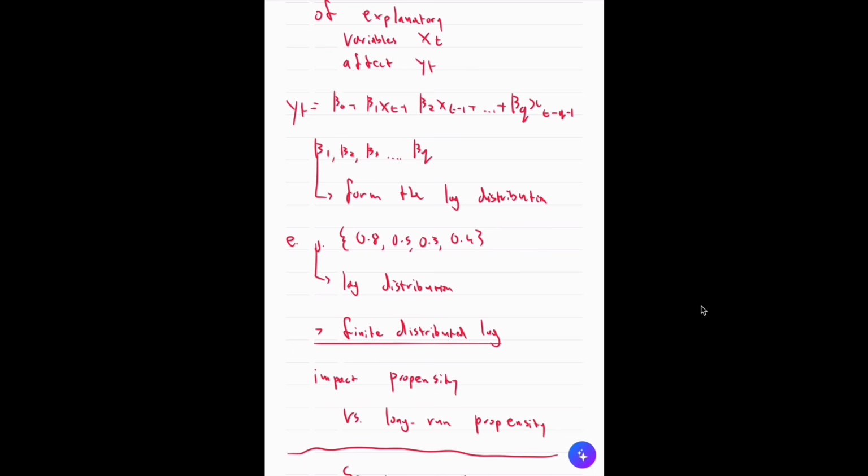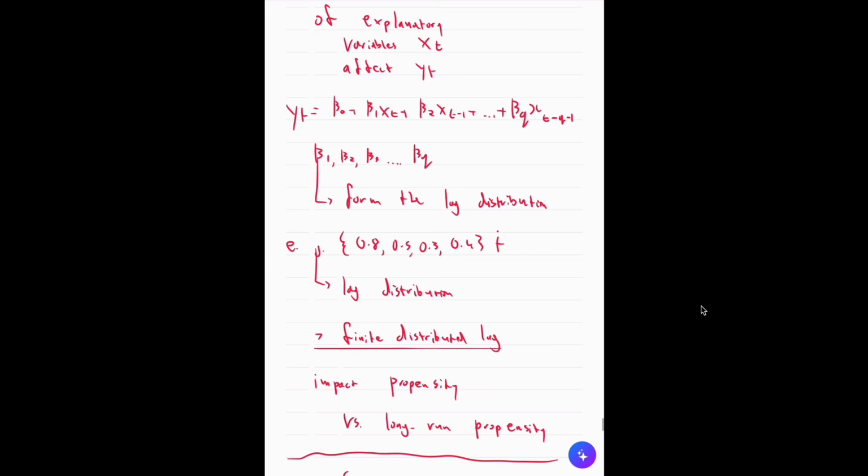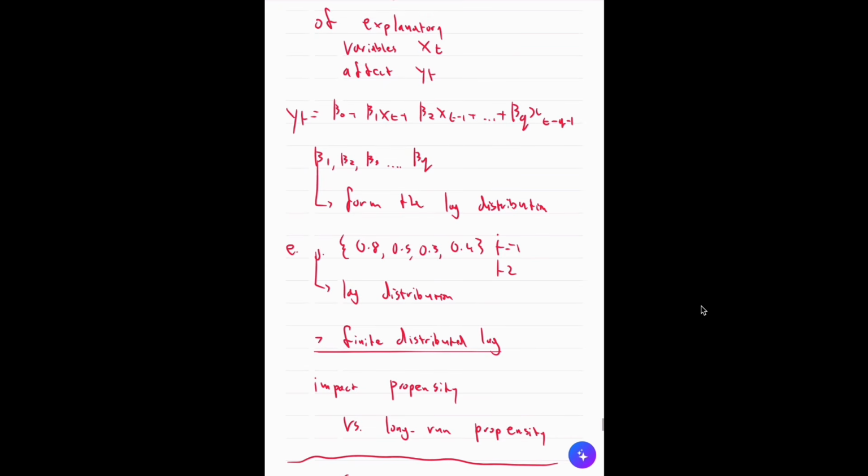So you could also, I believe, write it as, let's say t equals 1, t equals 2, t equals 3, right? And then what's the coefficient associated with that? 0.8, 0.5, 0.3, and so on. So that could be your lag distribution, for example, right?